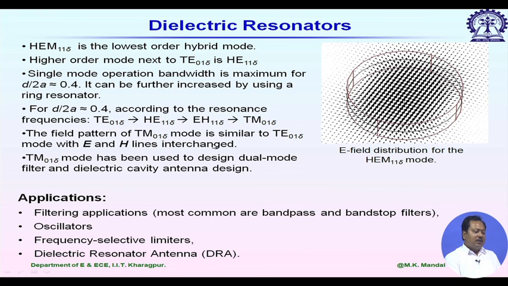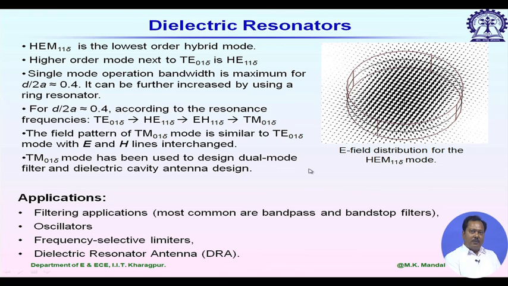So, the only thing is that we have to replace electric field by magnetic field lines; simply we have to interchange them, otherwise it looks very similar. The TM01δ mode has been used to design dual mode filters and dielectric cavity antennas. So, we have many applications.